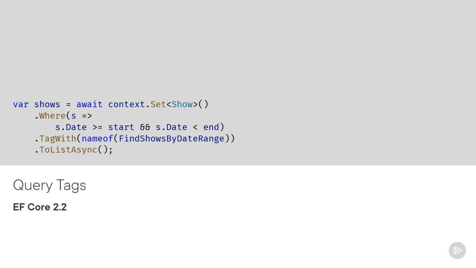Query tags were added to EF Core in version 2.2. They provide a convenient way to attach information to queries in the log stream. You call the TagWith method on the IQueryable and pass in a string that will help you to recognize that query. This might be the name of the service method or the query class that contains this LINQ statement.